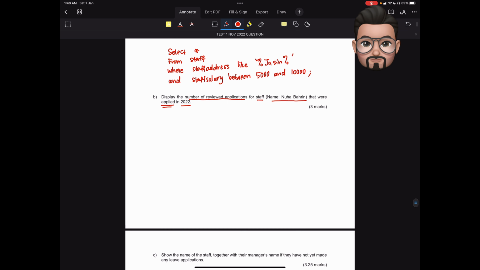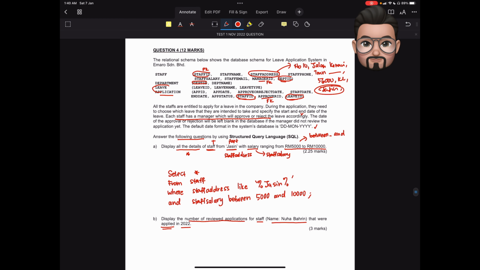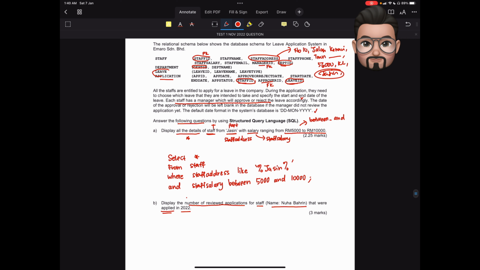Okay, so now when you talk about number of reviewed application, you talk about number, it is a count. Reviewed application. What do we want to count? What's by application? What makes application unique? Application ID. So means we have to count application ID. Count application ID. Okay, for staff name Noha Bahrain. So this is staff name.